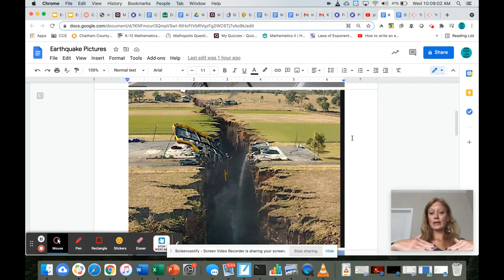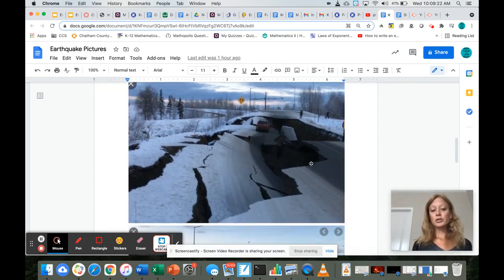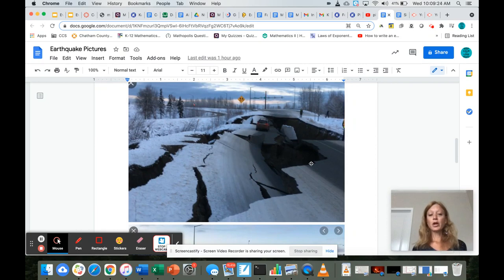A big crack in the crust, a massive fault line. And I can see that some of you said that the bridge or cars are destroyed or buildings are destroyed on top of the continental crust. Absolutely great observations. Okay. The next three pictures are going to be pictures from an earthquake in Alaska.